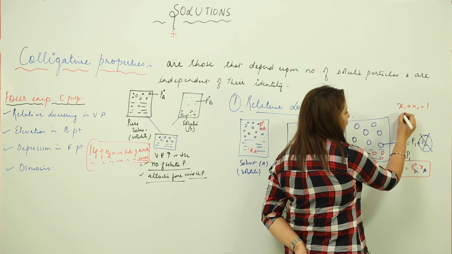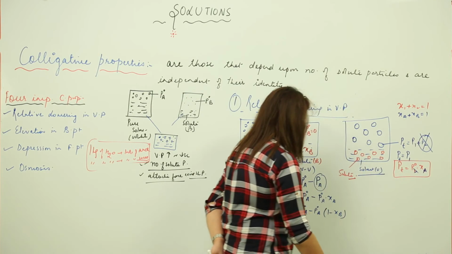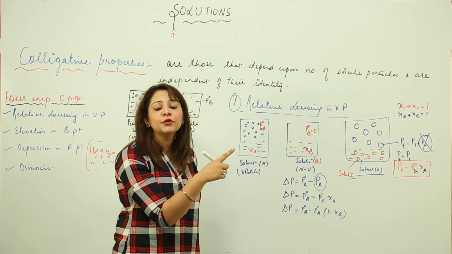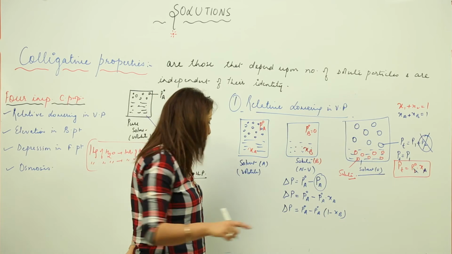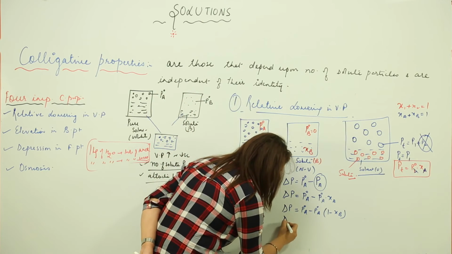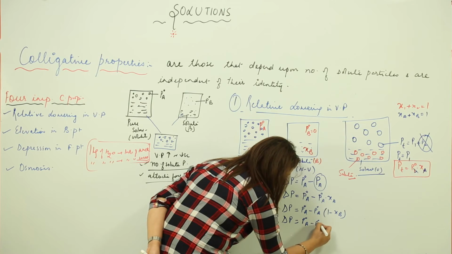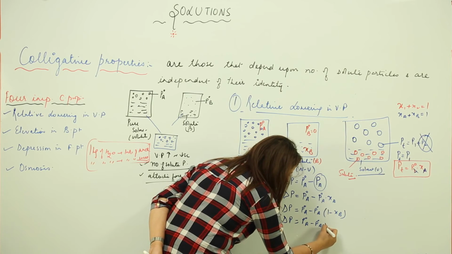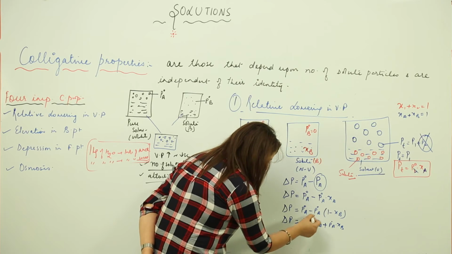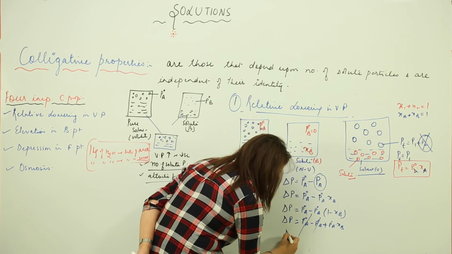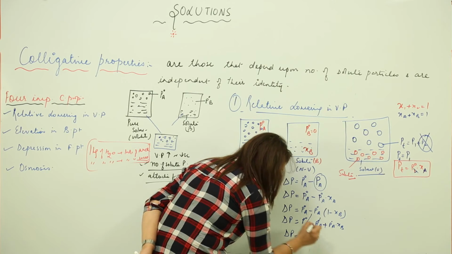Likewise, as I told you, X1 plus X2, that is XA plus XB, is equal to 1. So I am taking the mole fraction of XA in terms of XP. What do I get? I get 1 minus XP. Let me solve this equation. I have to multiply in order to open the bracket. Now, further simplifying, cancel this. So that means delta P is equal to P naught A into XP.